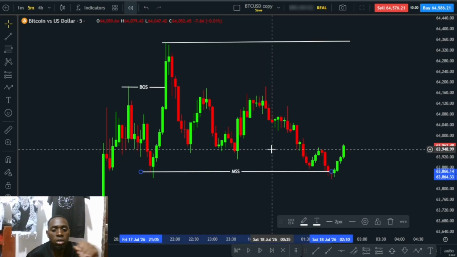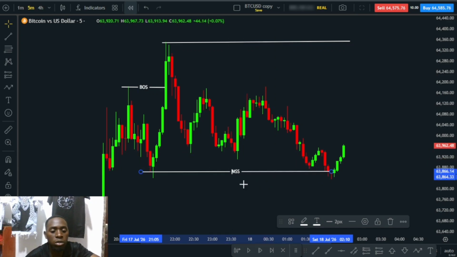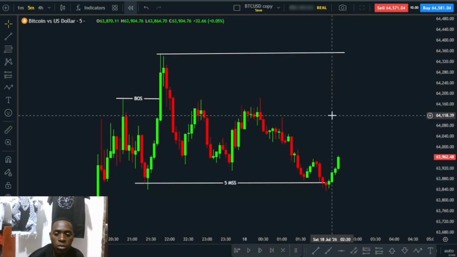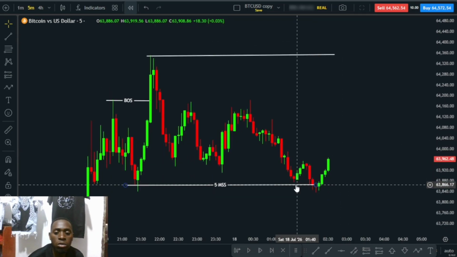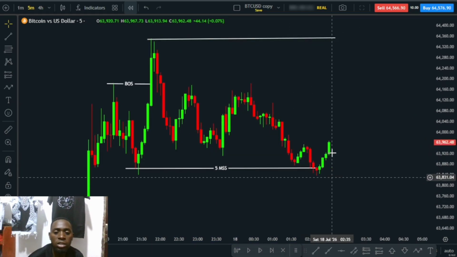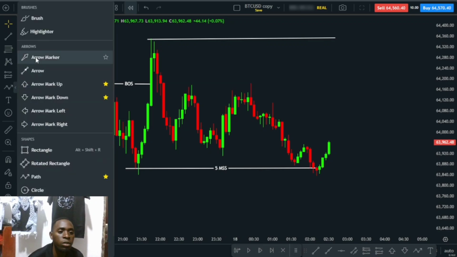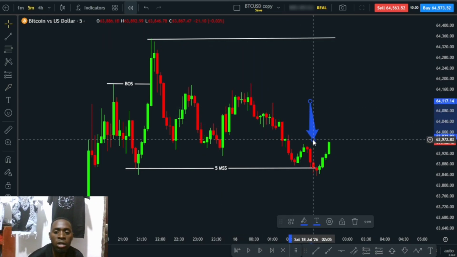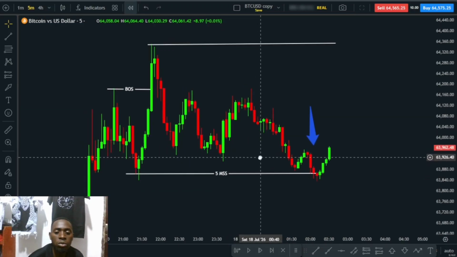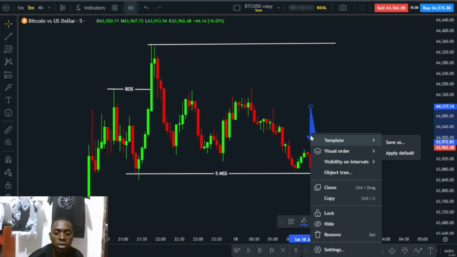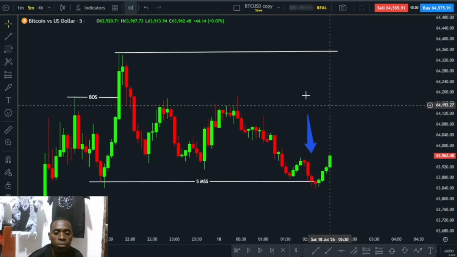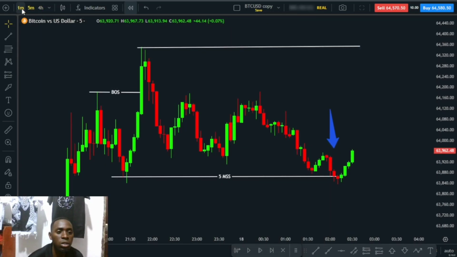We got our 5-minute market structure shift right there, a 5 MSS. What would I be looking for next? If the market reaches that area right there, after creating the 5-minute market structure shift, I'm always looking for confirmation entries on the lower time frame. Obviously what I'm going to do is drop down to the 1 minute.